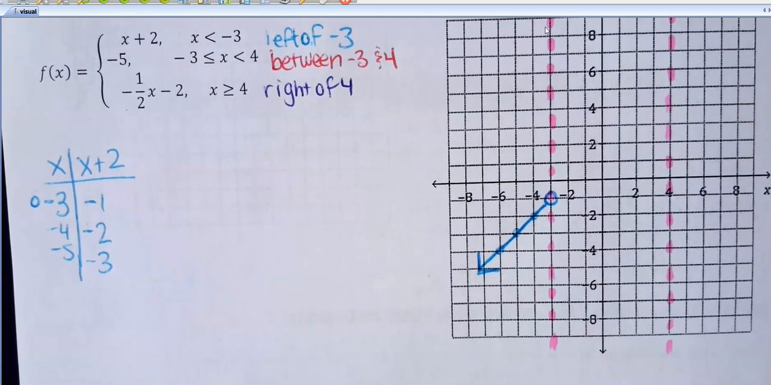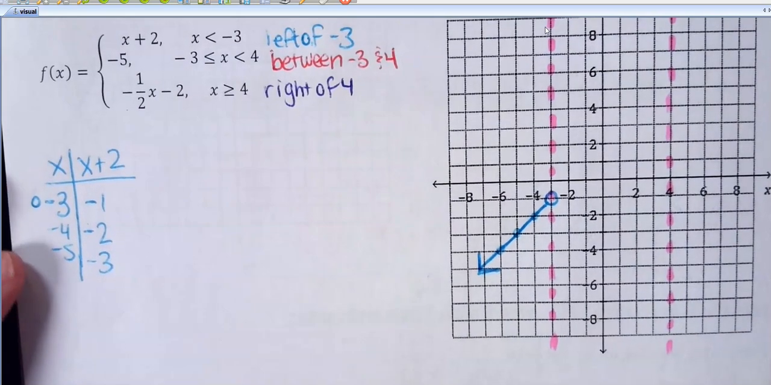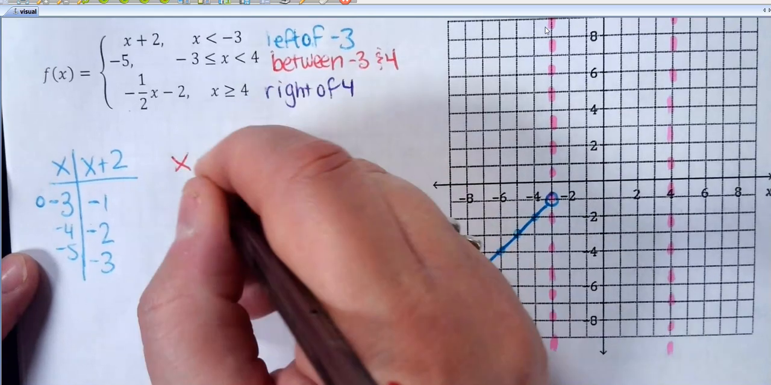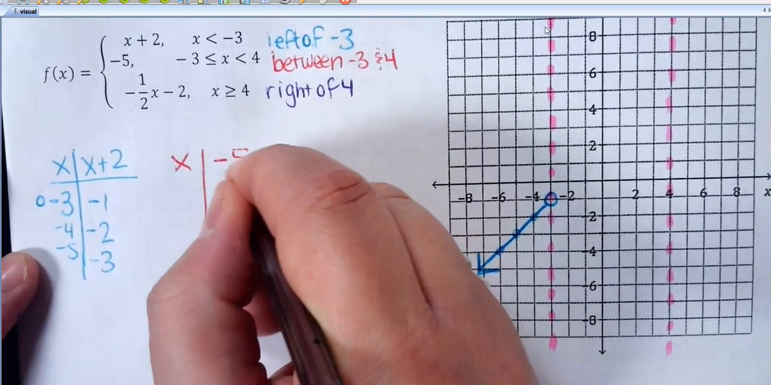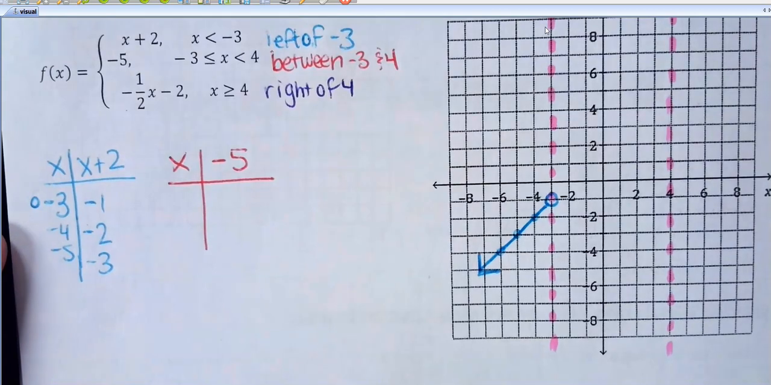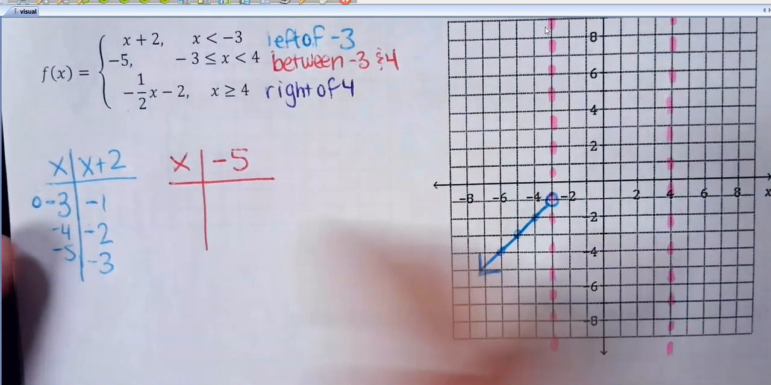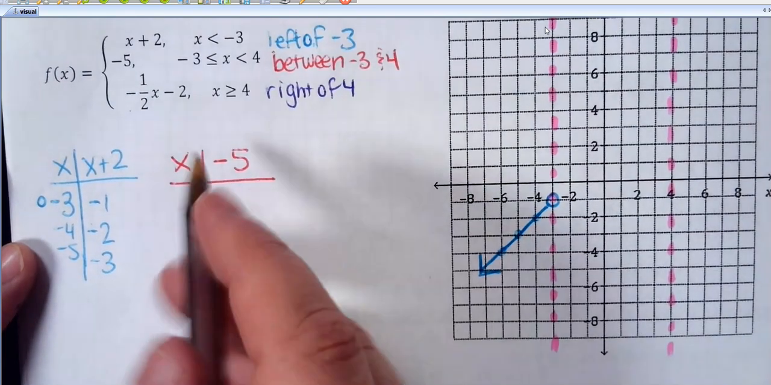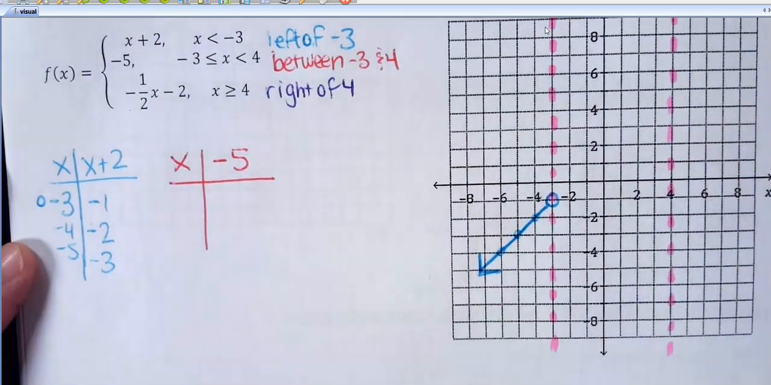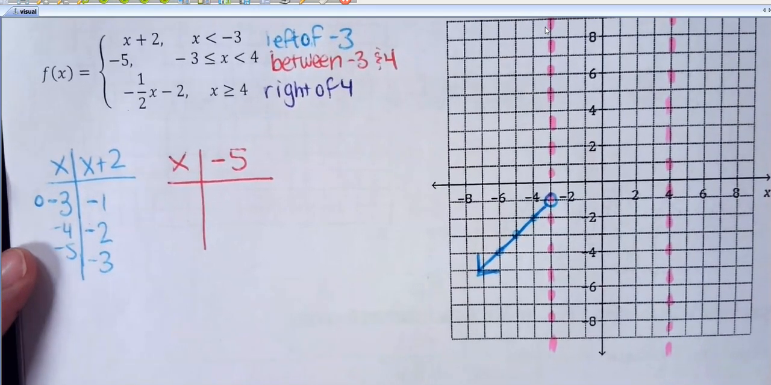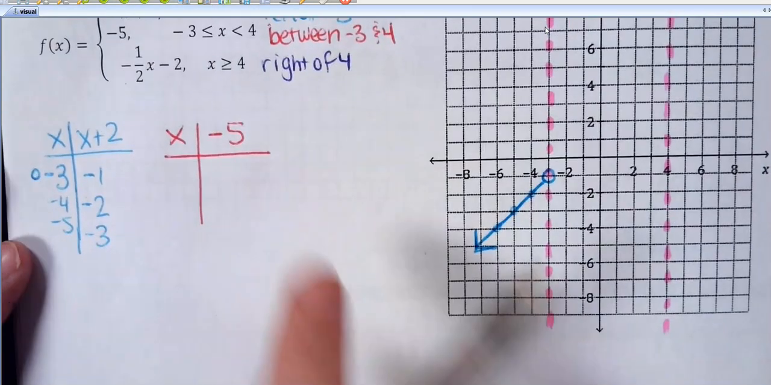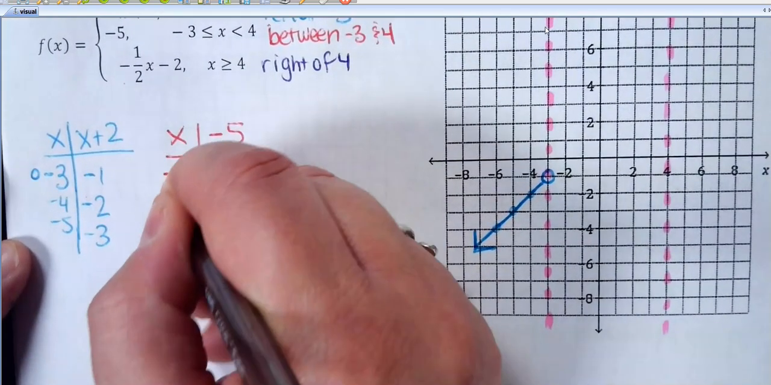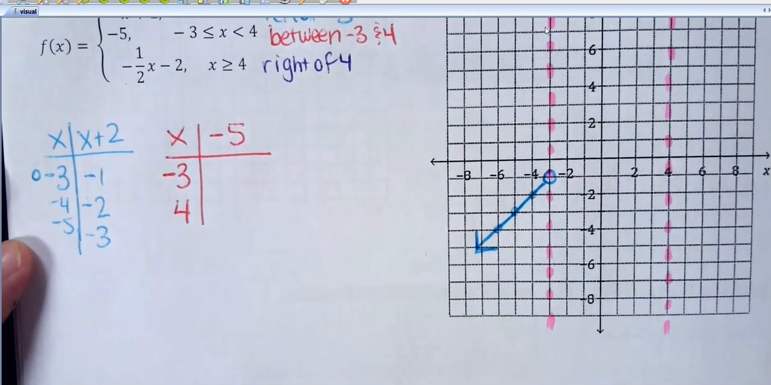The middle piece, now, is actually not even something I can plug into. It just says it's -5. So no matter what my x value is, there's no x to actually plug in, so my output would just be -5. As long as it's a line, I just do those two boundary lines, -3 and 4, and I'll just play connect the dots. If it's a parabola or absolute value or something like that, I would graph more points in between.